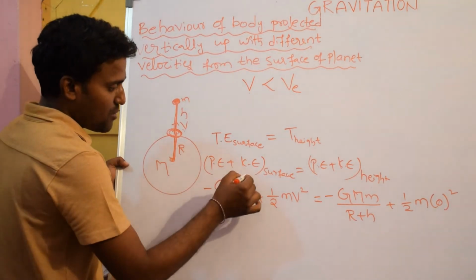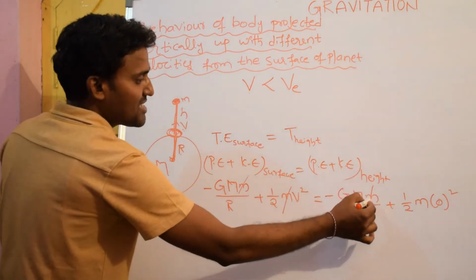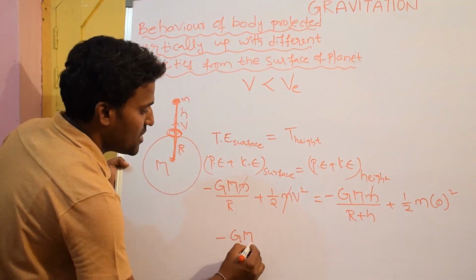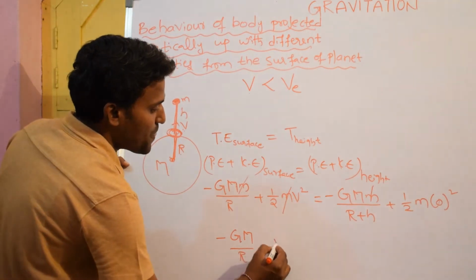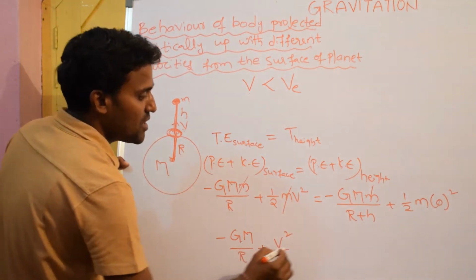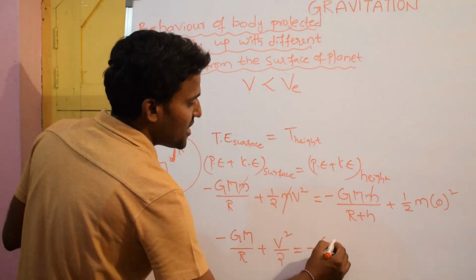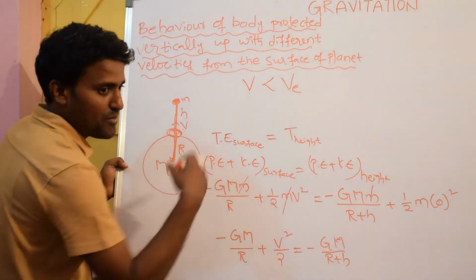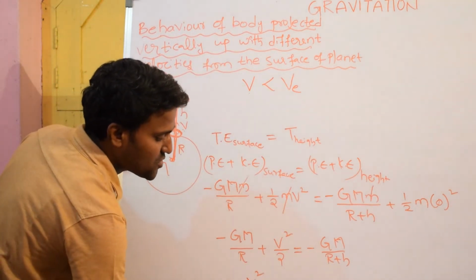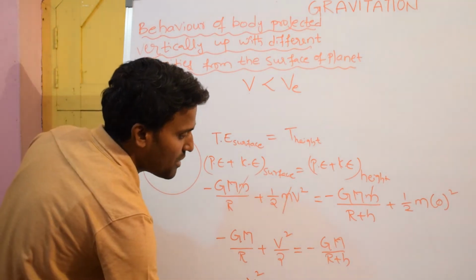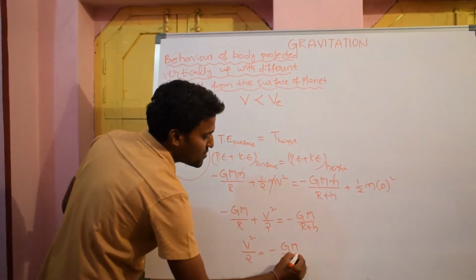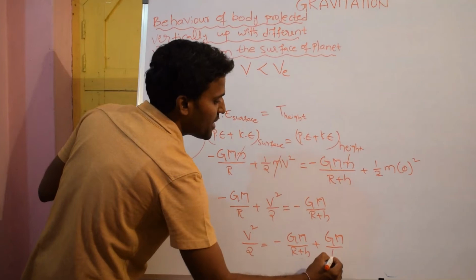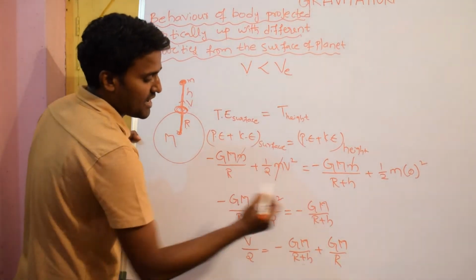From this one, the mass, if I take the common, gets cancelled. What are the remaining terms? Here: minus GM divided by r plus v square divided by 2 is equal to minus GM divided by r plus h. This one I am taking to the right side. V square divided by 2 is equal to minus GM divided by r plus h plus GM divided by r. This minus GM by r I am taking to the right side.